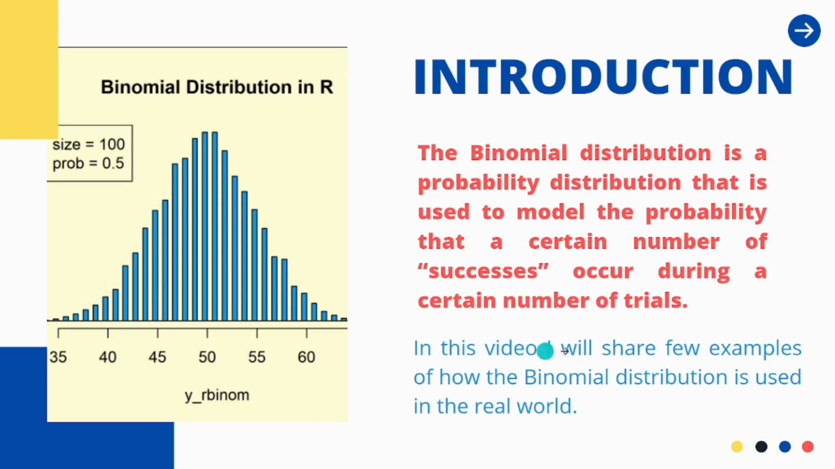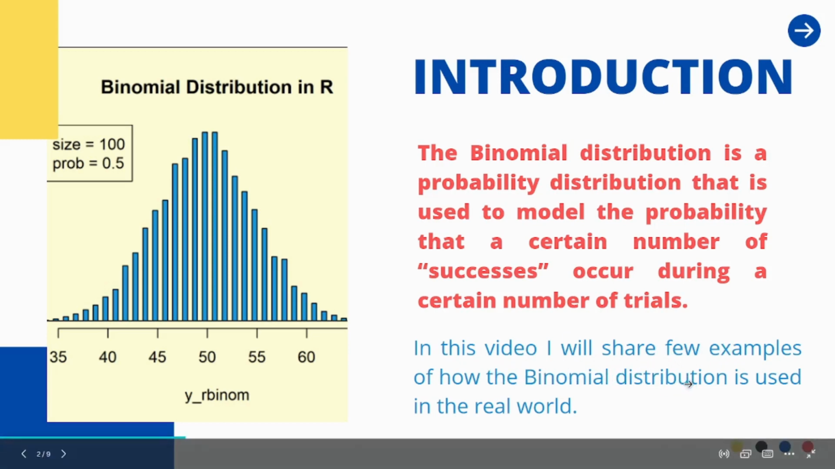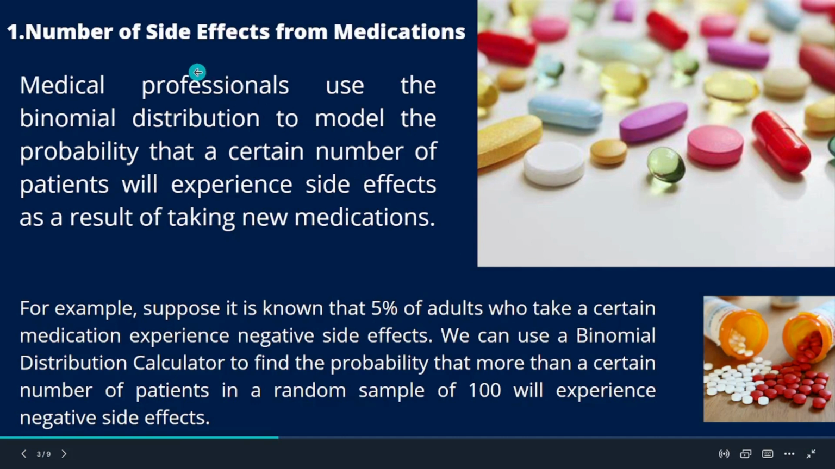In this video I will share a few examples or applications of how the binomial distribution is used in the real world. The first application is the number of side effects from medications. Medical professionals use the binomial distribution to model the probability that a certain number of patients will experience side effects as a result of taking new medications. Let us see an example.